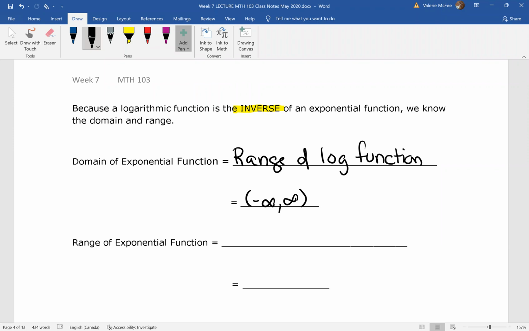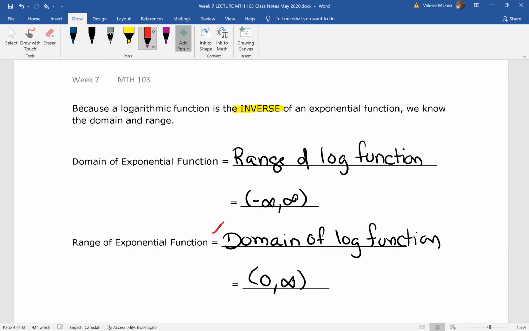The range of an exponential function is the domain of a log function. And those asymptotes come into play here, from 0 to infinity. That means that the domain of my log function has to be greater than 0. The domain of the log function has to be greater than 0.